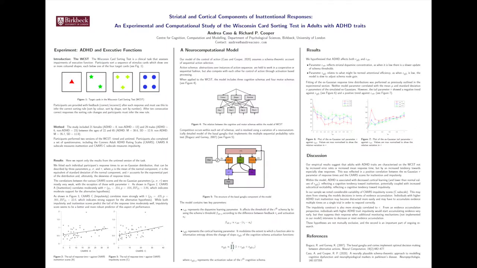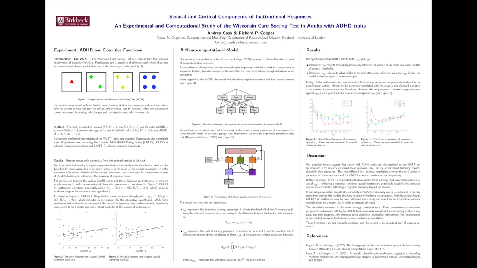In this work, we try to understand how inattention in ADHD comes about because of suboptimal operations in the cortical circuits and in the striatal circuits, that is to say, the basal ganglia. We have an experimental and a computational model, as you can see.